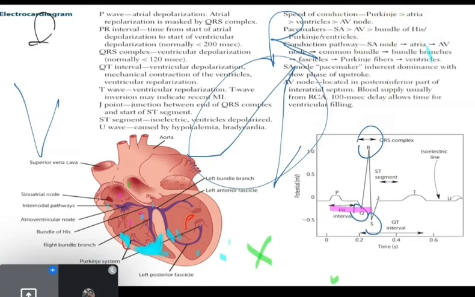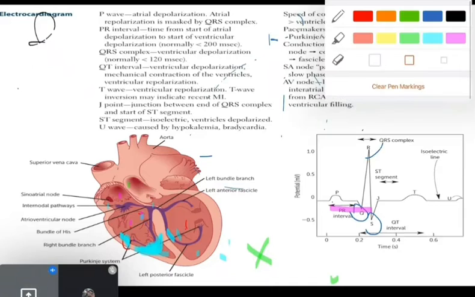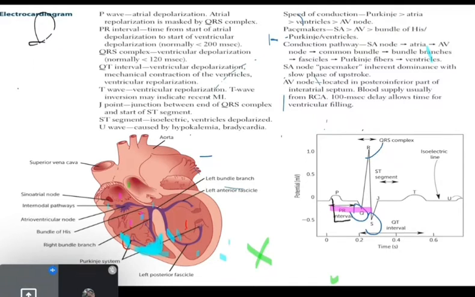So now let us move on. The PR interval, you have P here, and R. The PR interval is between the atrial contraction and the ventricular contraction. It is the time from the start of atrial depolarization, which is the same as atrial contraction, to the start of ventricular depolarization, which is the same as ventricular contraction. This is what we call the PR interval.